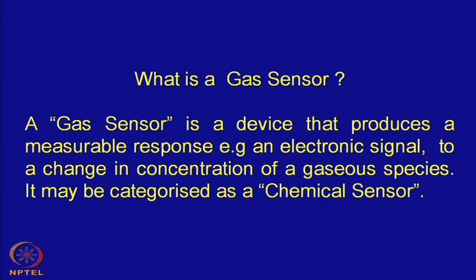In fact, there are two major groups of sensors. There are many different parameters one can sense with various types of sensors. One is basically a physical sensor, another is a chemical sensor. Since we are talking about a chemical species, in this case it can be categorized as a chemical sensor.